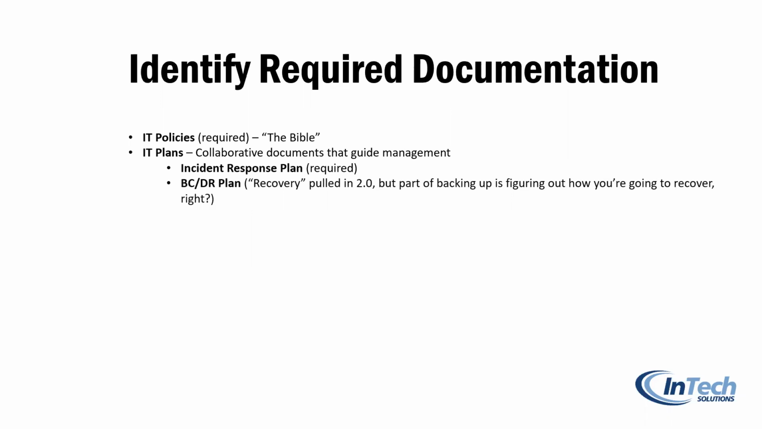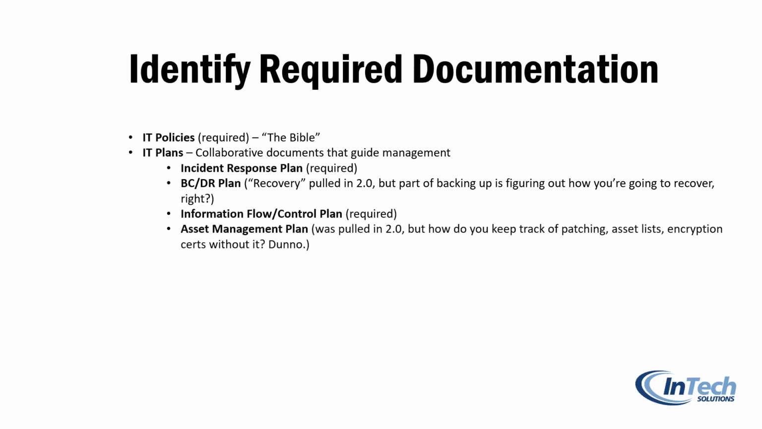Well, technically, recovery as a practice area was pulled in CMMC 2.0, but backing up or protecting CUI is certainly currently in the practices. So if you're backing something up, figuring out how you're going to recover from it is important if you have a disaster. While it doesn't say explicitly that you have to have it in there, it's implicit that you need to have that. Some documentation on the information flow and how you're going to control that in the organization, the SCI and the CUI. An asset management plan.